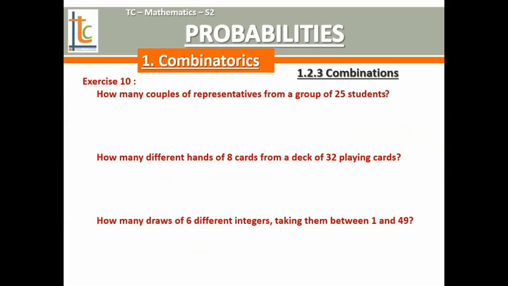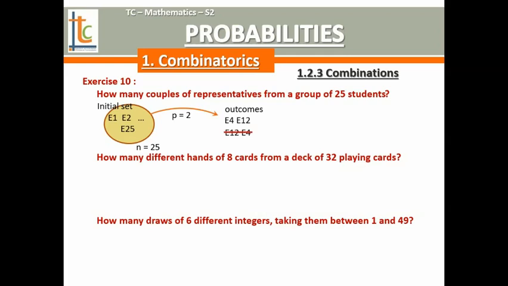How many couples of representatives from a group of 25 students? This time you want to vote for a couple of students. There is no order because you don't want to give some characteristic of each student, okay? There just have to be 2 students. Your initial set is the set of 25 students. You have to take 2 students. Of course, the 2 outcomes that appear here are the same outcome. You don't have to count it twice.